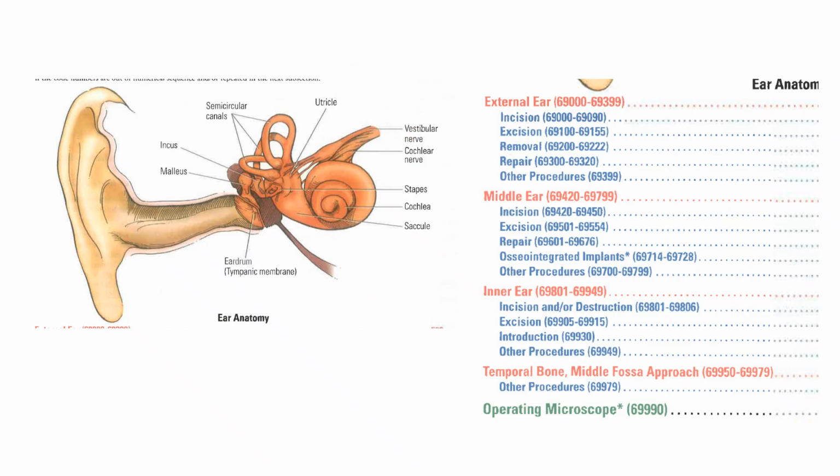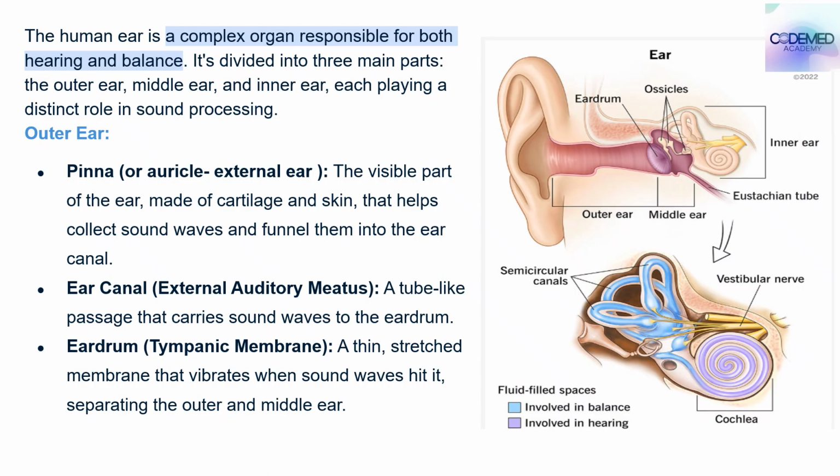So let's begin. Let us look at the human ear, which is the organ responsible for both hearing and balance. It is divided into three main parts: the outer ear, middle ear, and inner ear, each playing a distinct role in sound. So let us look at the outer ear.